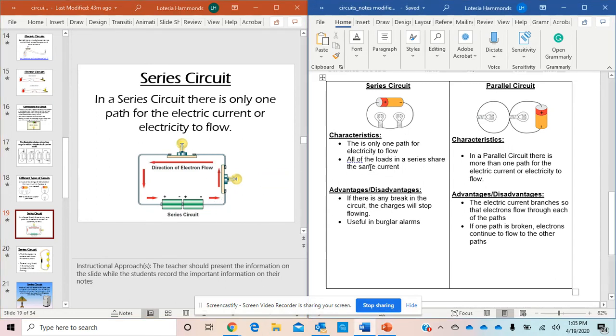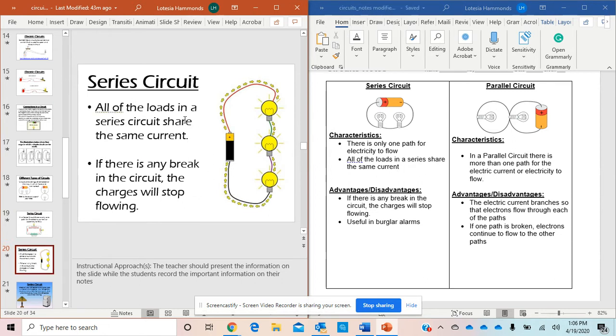For your characteristics, you should note that in a series, and I put D, it should be there. There is only one path for electricity to flow, and all of the loads in the series share the same circuit.